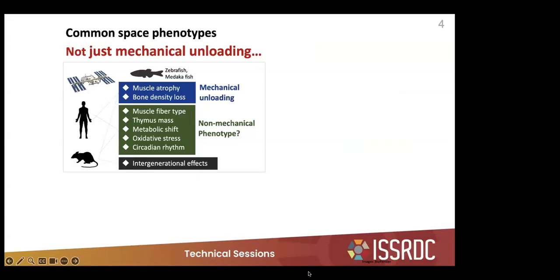This slide highlights that common space phenotypes are not just the result of mechanical unloading. Of course, we see muscle atrophy and bone density loss, but there are also non-mechanical changes: shifts in muscle fiber types, reduced thymus mass, metabolic alterations, oxidative stress response pathway change, and circadian rhythm disruption, even intergenerational effects.